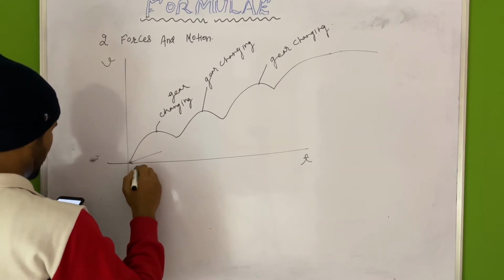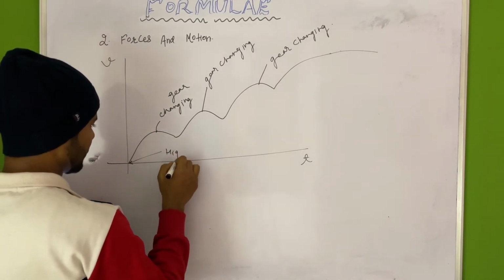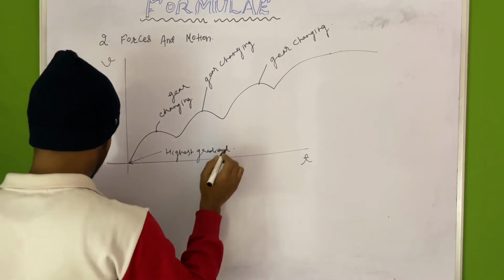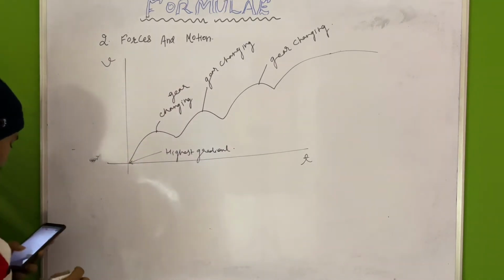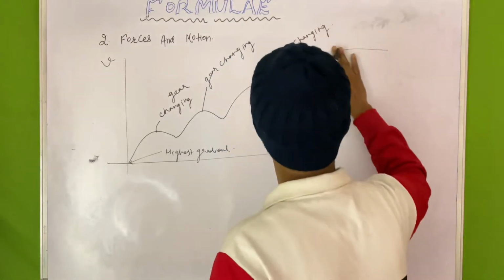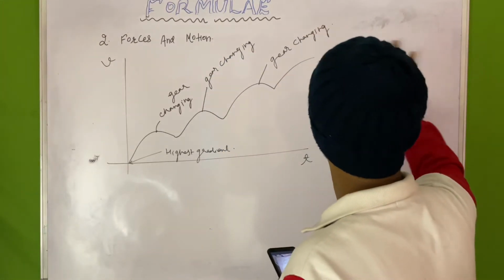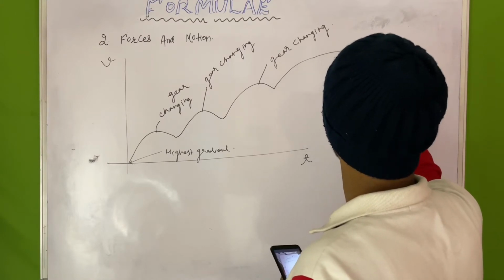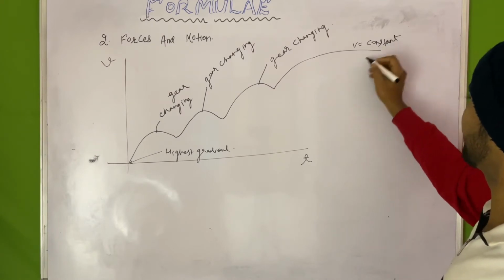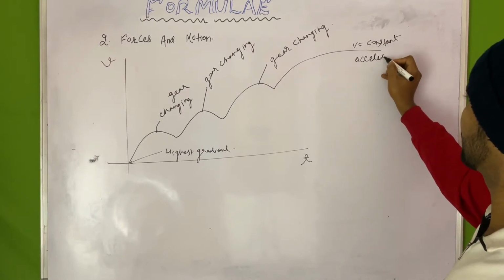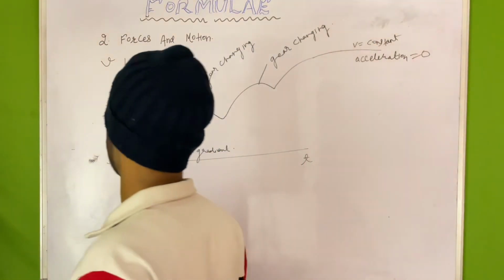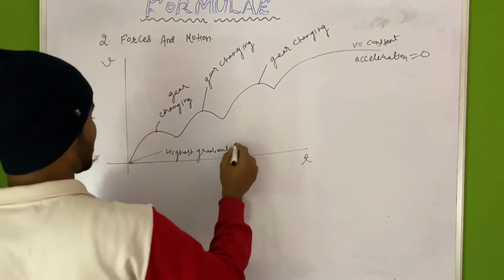This is the point of highest gradient. And here, since the velocity becomes constant after a certain point, velocity equals constant, therefore we have acceleration equals 0. Here the gradient is highest, that means acceleration is highest.